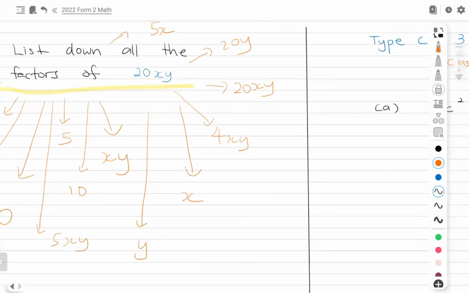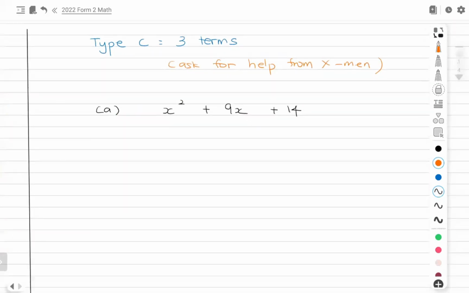Okay, so now we'll move back to type C, 3 terms. You look at question A, x squared plus 9x plus 14. If I ask you what are the common factors, is there any common factor among the 3 terms? No, the third term has no x. The first and second have x, but the third term, no x. Number also cannot. So there is no common factor.